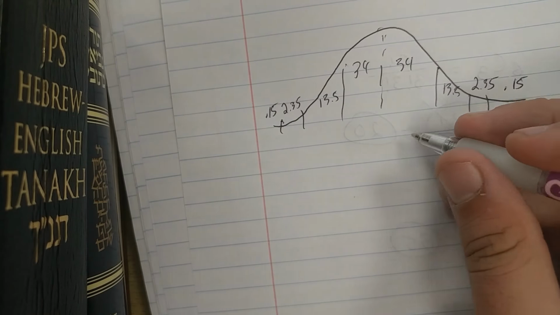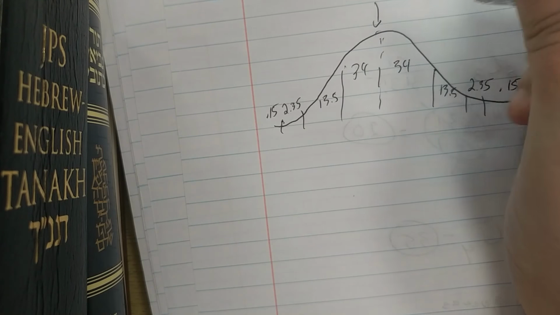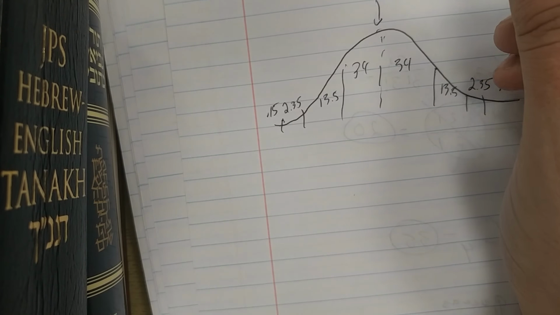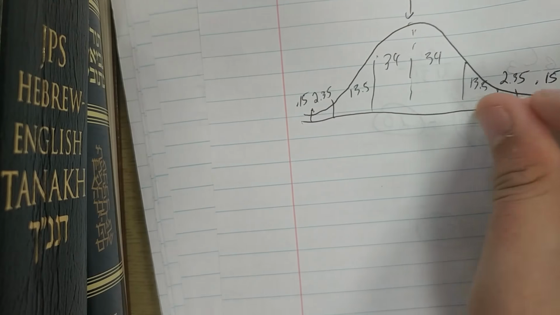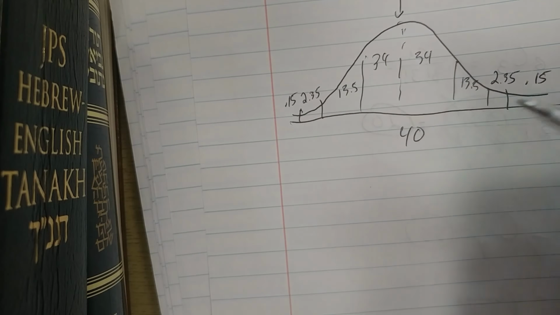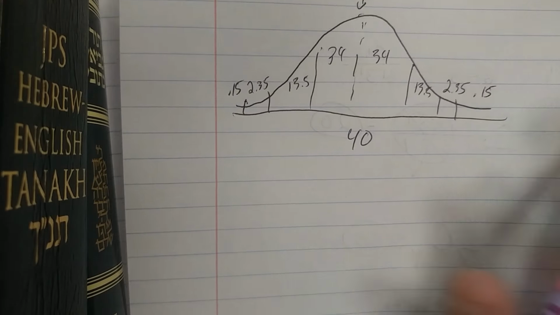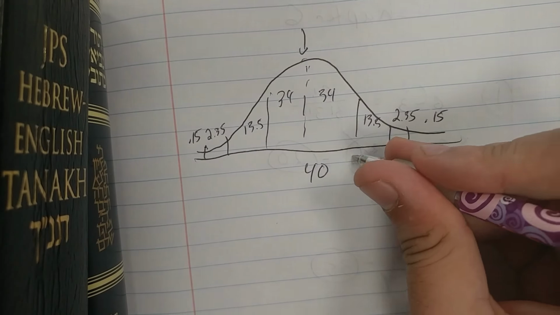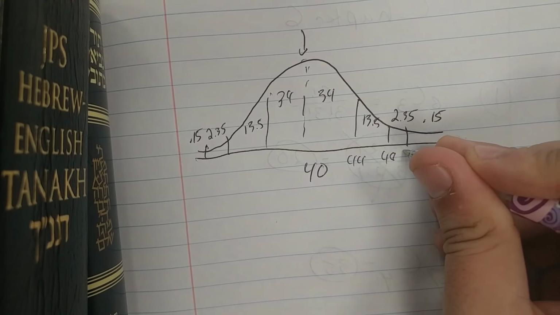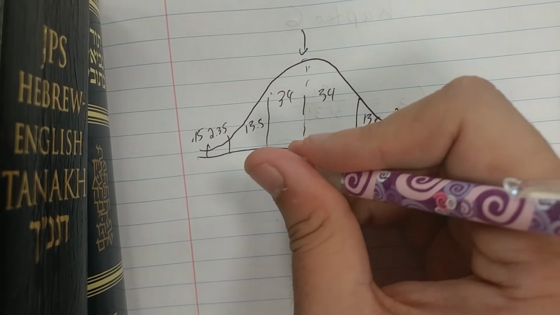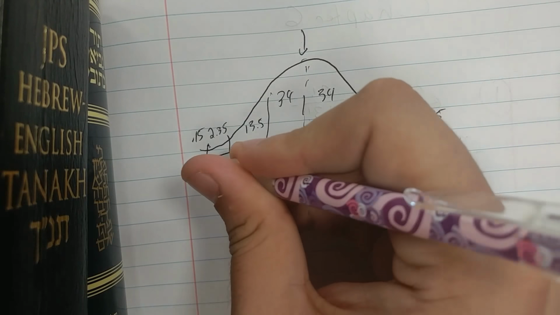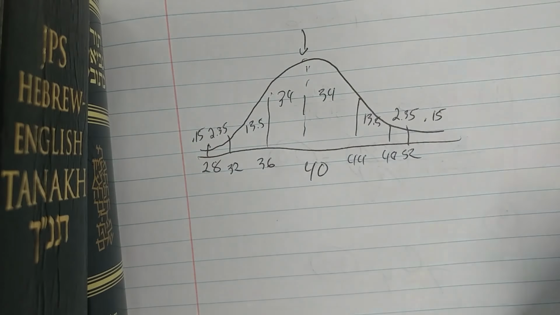So those are percentages. Now, the middle number is going to be your mean. So for question number 6, your mean is 40. So the number underneath is going to be 40. And your standard deviation is how much it goes up and down by. So for this, it's going to be 44, 48, 52, and that'll be it. Over here will be minus 4, so 36, 32, 28. Okay?